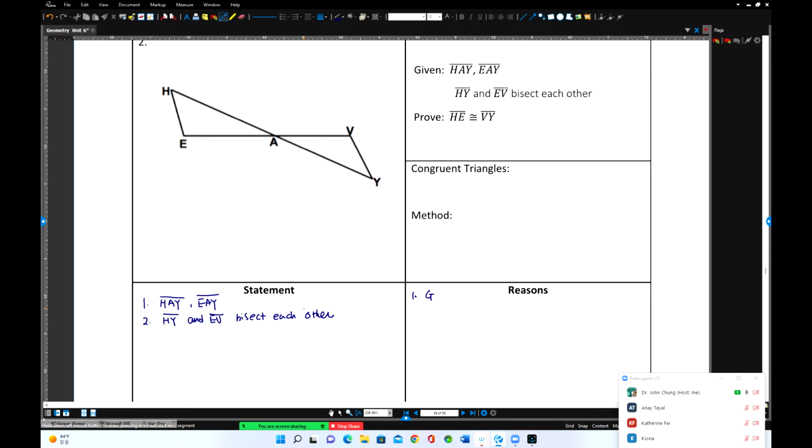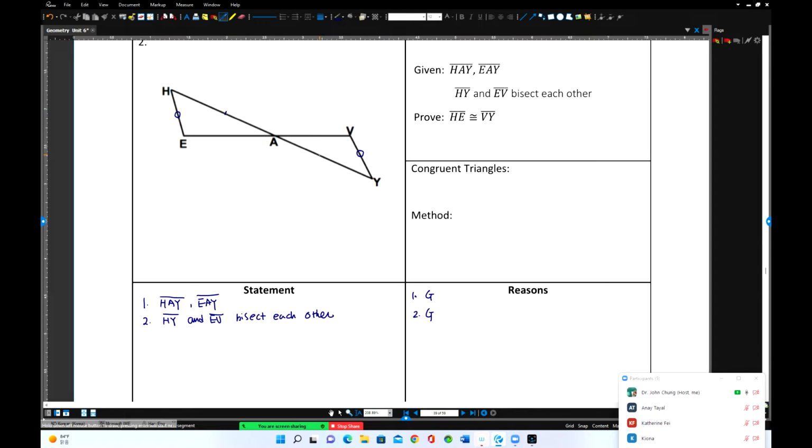So that means line segment HY and line segment EB are what? Segment bisectors, okay? And the proof: HE and BY equals 0. HE, we're going to prove this one. But before that, we already know that these two triangles are congruent. We have to show that, okay? HY and EB bisect each other.